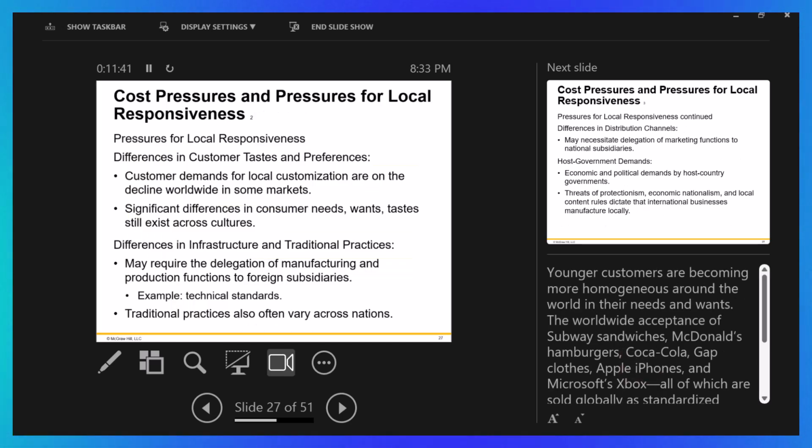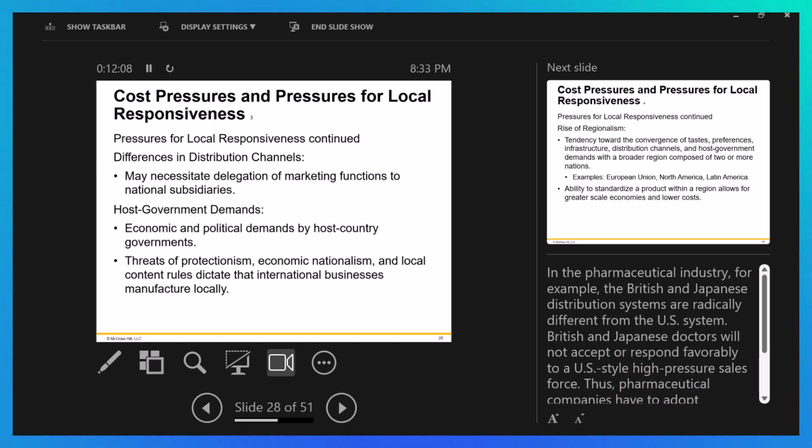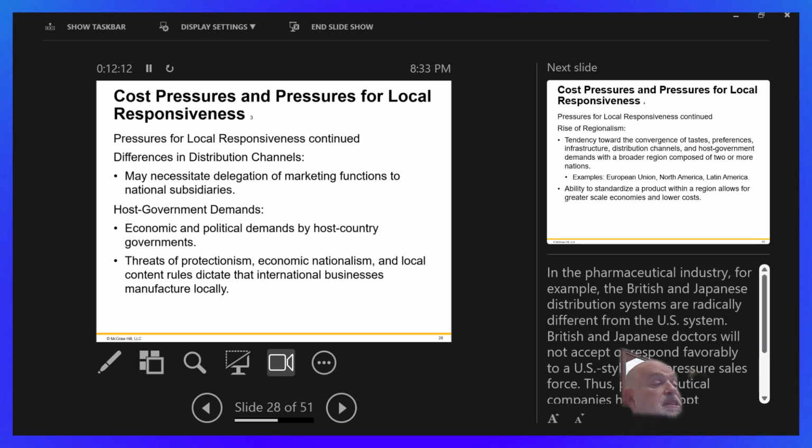Differences in customer tastes and preferences. Customer demands for local customization are on the decline worldwide in some markets. Significant differences in consumer needs, wants, and tastes still exist across cultures. The differences in infrastructure and traditional practices may require the delegation of manufacturing and production functions to foreign subsidiaries. For example, technical standards. Traditional practices also often vary across nations. May necessitate a delegation of marketing functions to national subsidiaries.